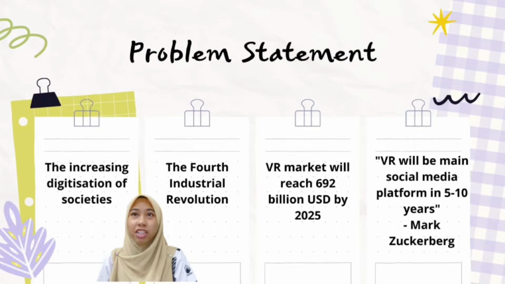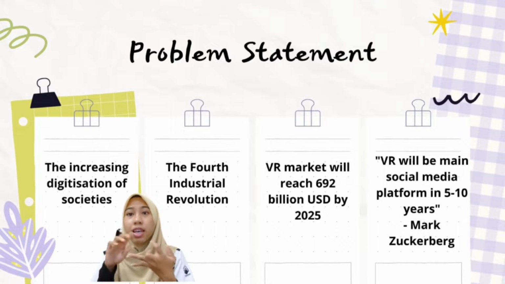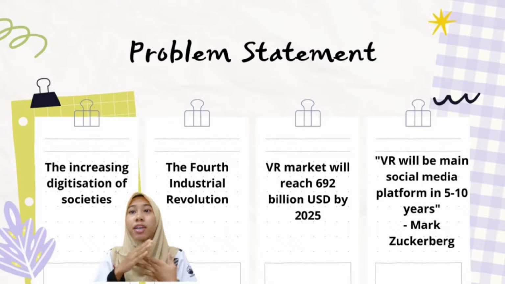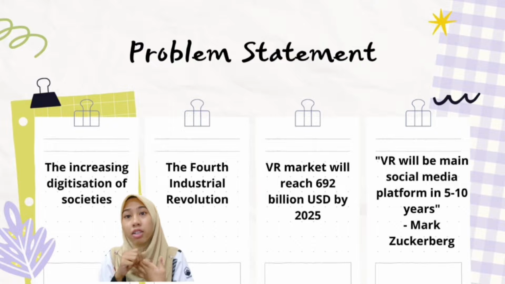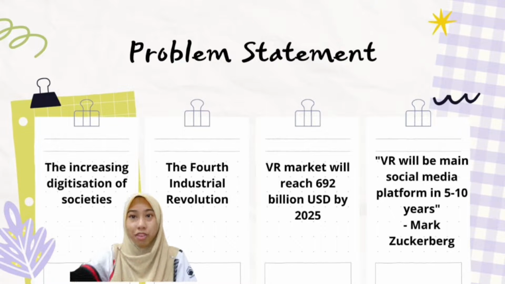The next part in the article review is about the problem statement. The first problem statement is about the increasing digitalization of our society. The second point is about the fourth industrial revolution. The third part is about the VR market, estimated to increase by 2025 by 692 billion USD, and the fourth is about the claim that VR will be the main social media platform in 5 to 10 years by Mark Zuckerberg, the CEO of Facebook.